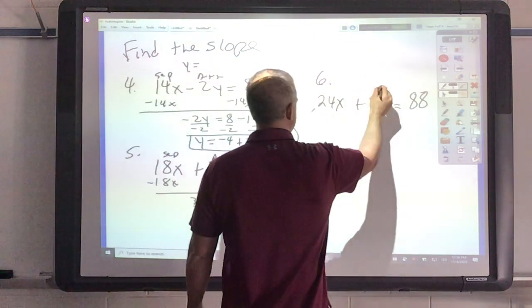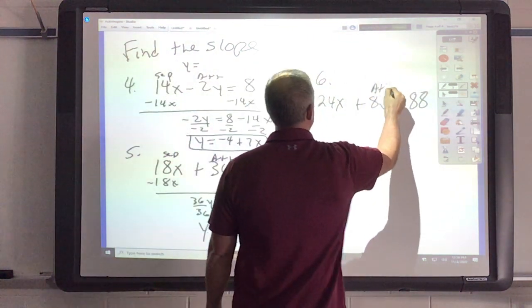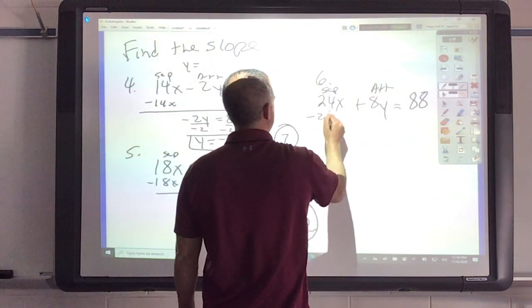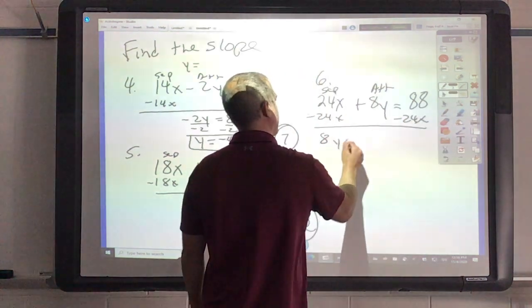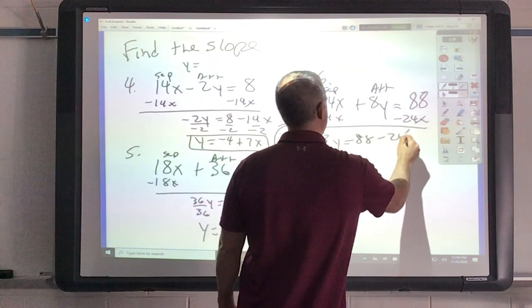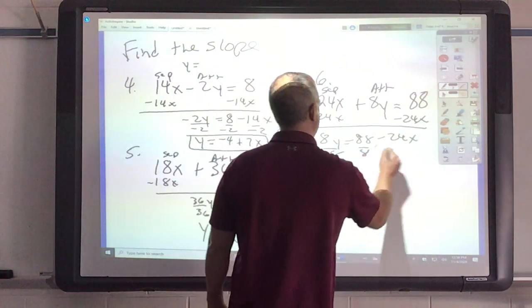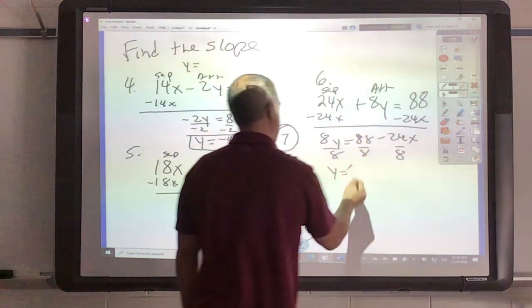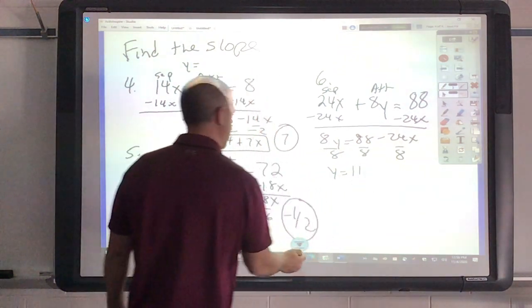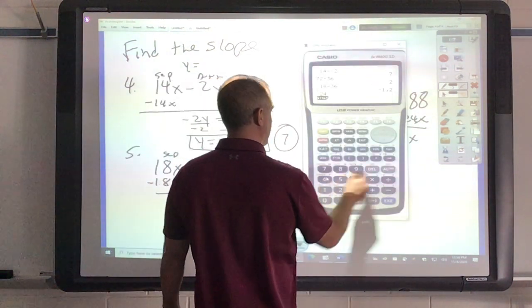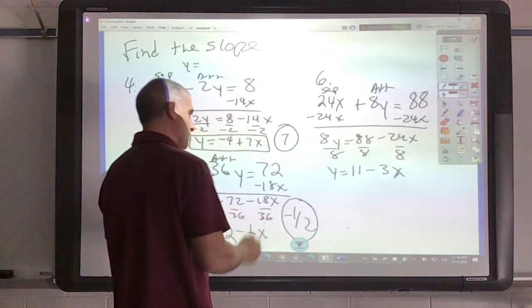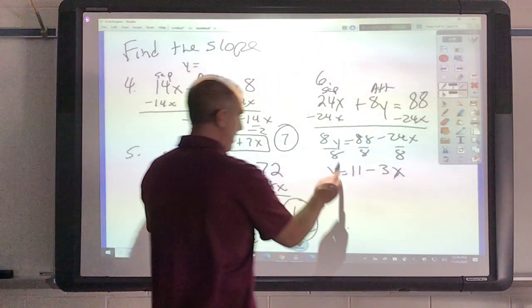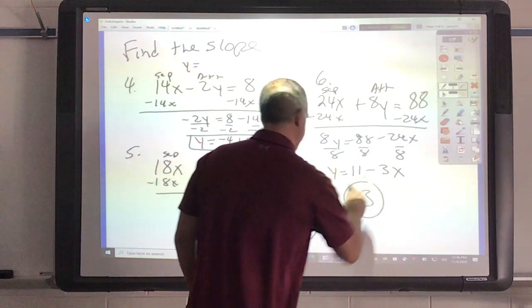Last one here: this is the attached, separated. Subtract 24x, subtract 24x. I've got 8y equals 88 minus 24x, and then I divide everything by 8. 88 divided by 8 is 11. Negative 24 divided by 8 is negative 3 with the x. Remember, if you start with an x and y, you've got to finish with an x and y. So my slope here is negative 3.